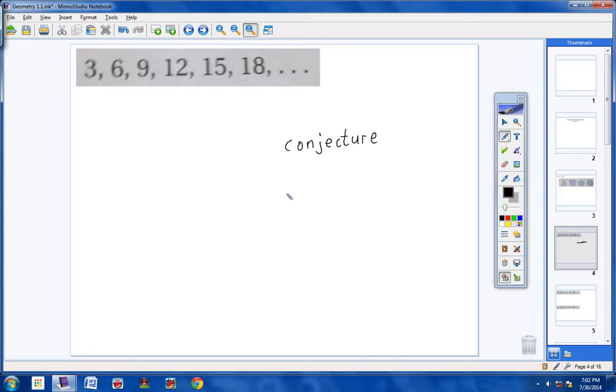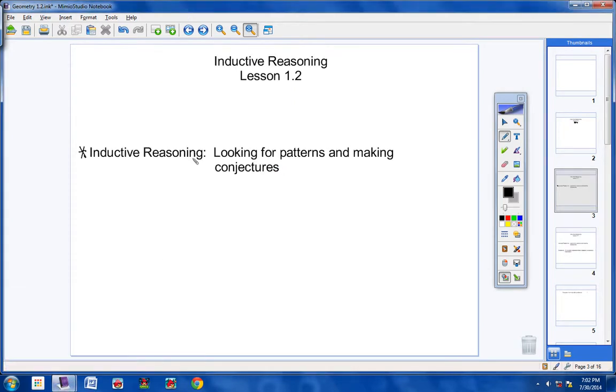But I just wanted to show you that just the other day you were looking at a pattern or a set of numbers or figures, and you looked for a pattern, and then you tried to figure out what would come next in that pattern. And what we call that is inductive reasoning. You look for a pattern and you make a conjecture. Now, what is a conjecture?